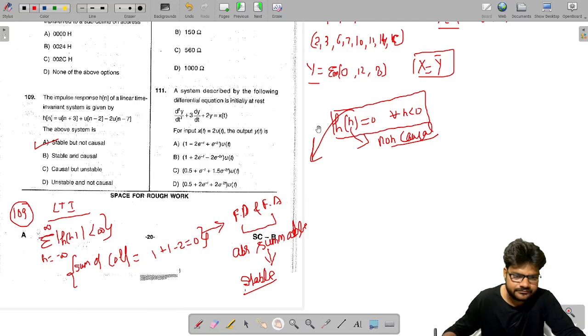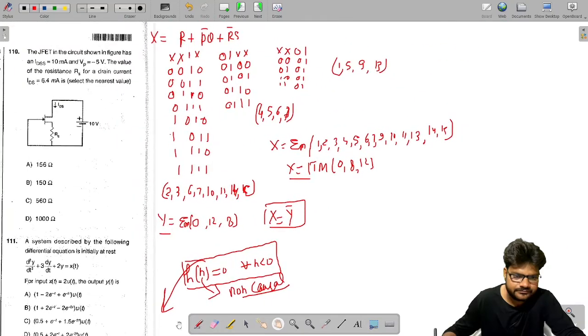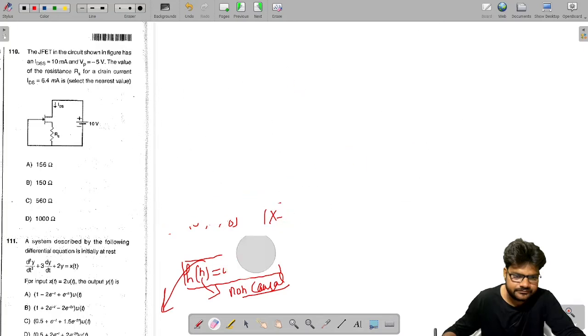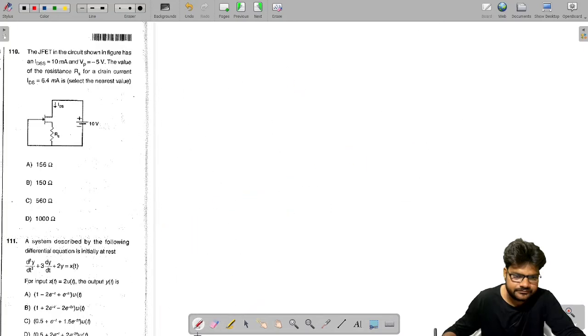Now let us go to question number 110. So question is from analog circuit from JFET topic. So the question is, we are given JFET in the circuit shown in the figure has IDSS equal to 10 milliampere. So IDSS is drain to source saturation current, we are given 10 milliampere, and Vp is minus 5 volt, and Vp is a kind of threshold voltage. If you draw its ID versus VGS characteristics, then it is kind of like this.